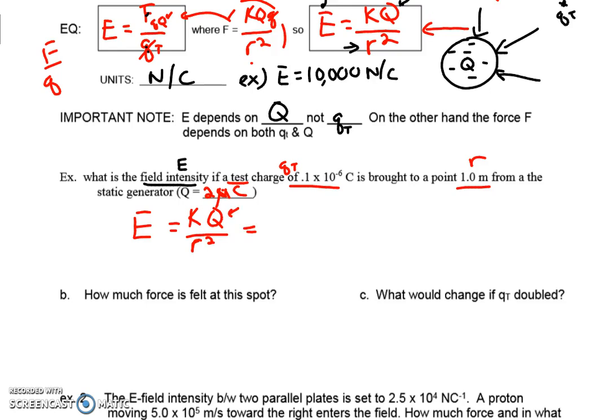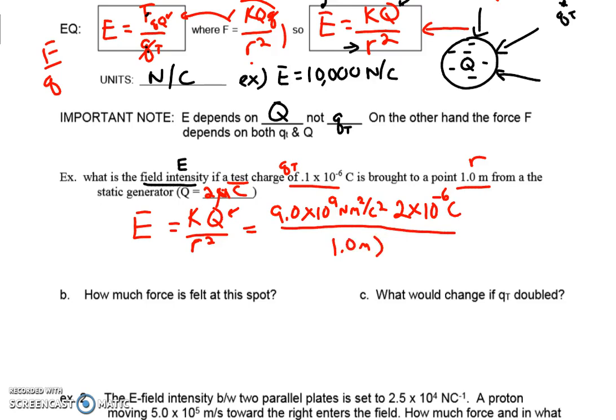It's only its contribution. So K is 9.0 times 10 to the 9th newton meters squared per coulomb squared, times big Q, which we said is 2 microcoulombs. So I have to change micro to 10 to the negative 6th coulombs, and divide by 1.0 meter quantity squared. The denominator is easy because it's just 1. I suggest you type this on your calculator. You will find that the field intensity is 18,000 newtons per coulomb at a spot 1 meter away.